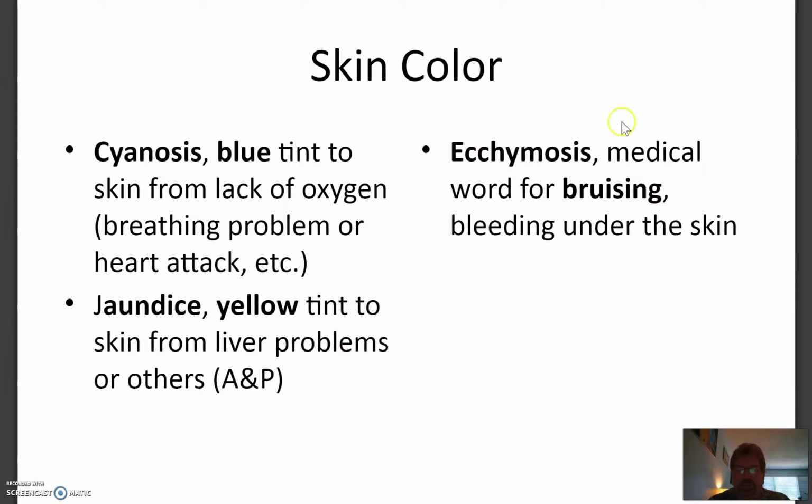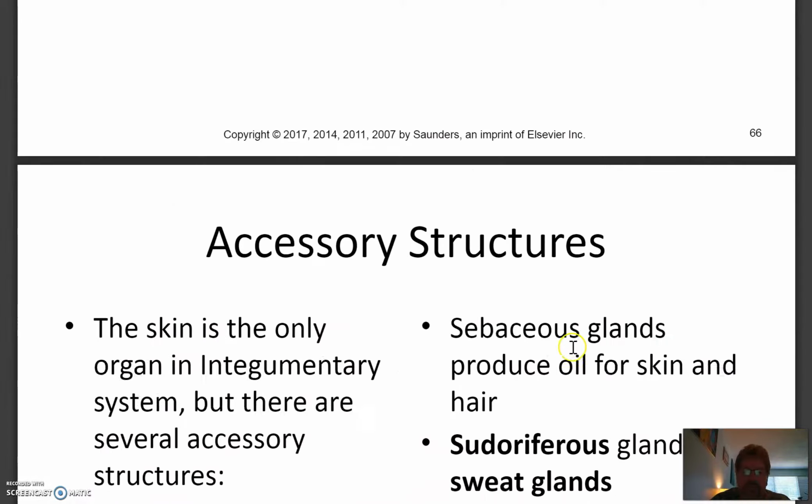Ecchymosis is the medical term for bruising. Bruising is bleeding under the skin. It can be caused by somebody punching you, or it can be caused because you're on blood thinner and it's leaking too much. So ecchymosis is bruising. Bruising is bleeding under the skin.